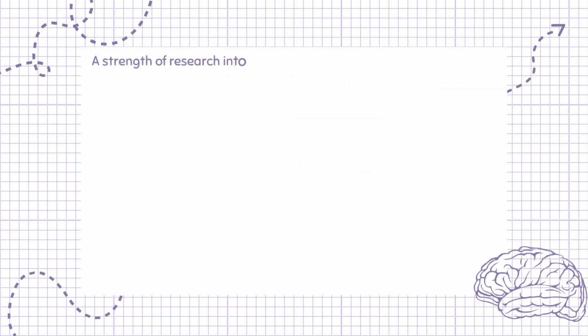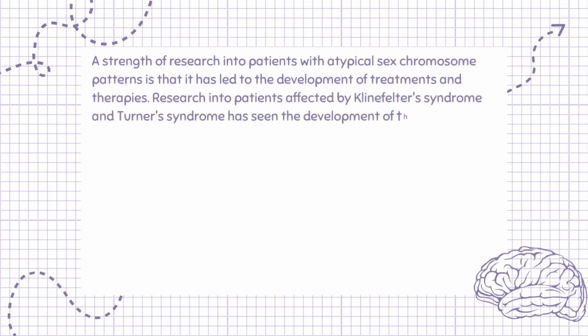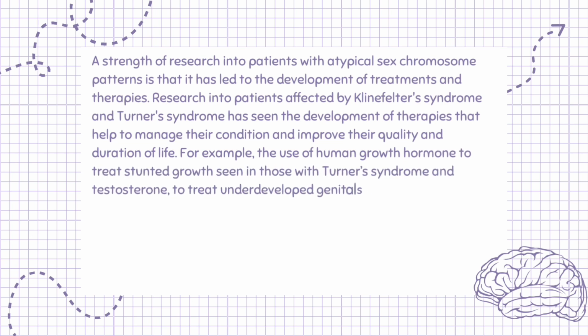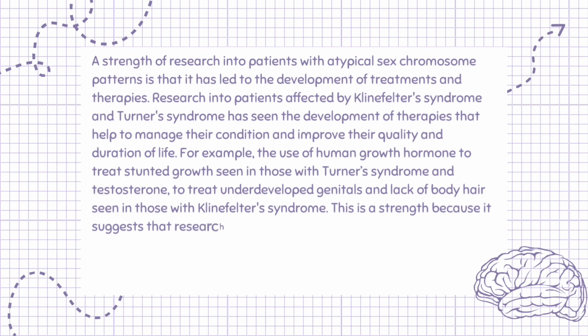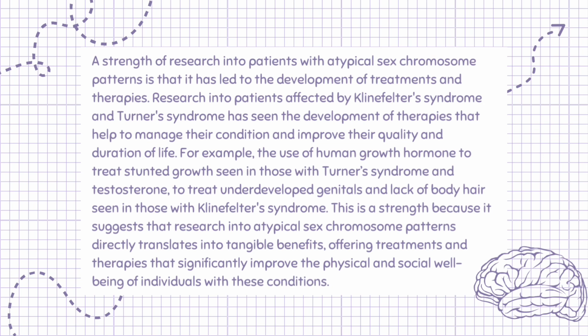A strength of research into patients with atypical sex chromosome patterns is that it has led to the development of treatments and therapies. Research into patients affected by Klinefelter's syndrome and Turner's syndrome has seen the development of therapies that help to manage their condition and improve their quality and duration of life. For example, the use of human growth hormone to treat stunted growth seen in those with Turner's syndrome, and testosterone to treat underdeveloped genitals and lack of body hair seen in those with Klinefelter syndrome. This is a strength because it suggests that research into atypical sex chromosome patterns directly translates into tangible benefits, offering treatments and therapies that significantly improve the physical and social well-being of individuals with these conditions.